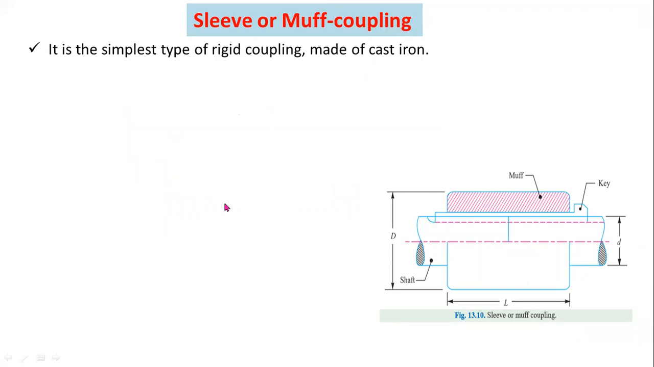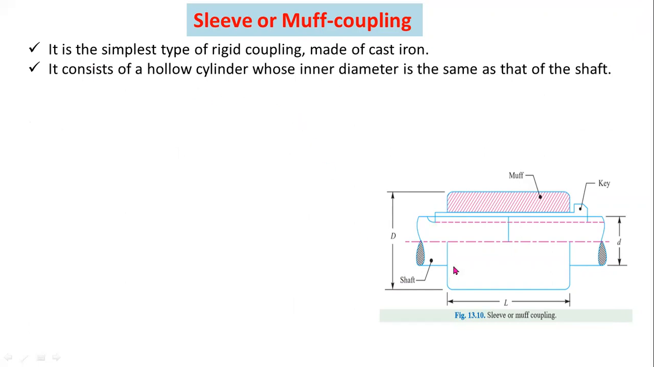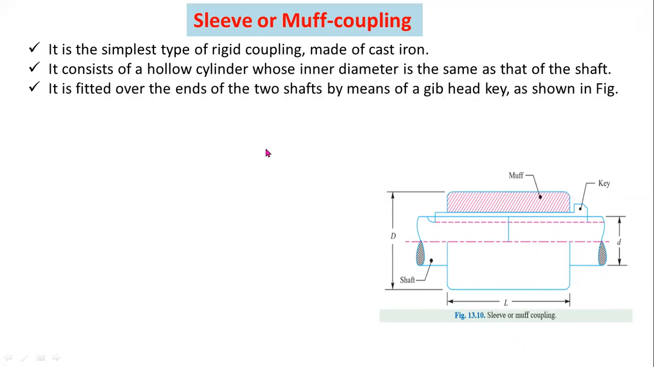Sleeve or muff coupling is the simplest type of rigid coupling, made of cast iron. It consists of a hollow cylinder whose inner diameter is the same as the shaft diameter. The inner diameter of the coupling is equal to the diameter of the shaft. It is fitted over the ends of the two shafts by means of a gib head key, as shown in the figure. Here, this is a key.